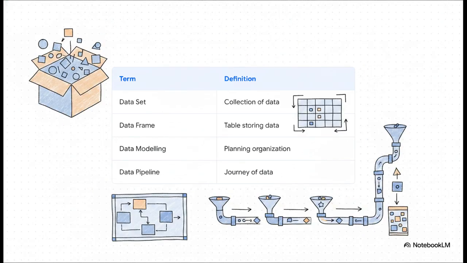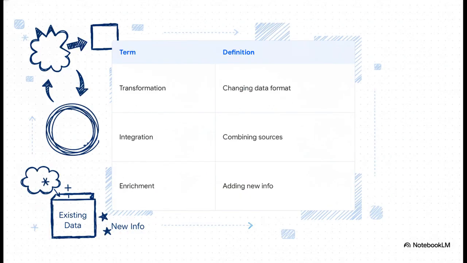Let's move along and see how this builds, looking at the tools we use to organize everything. A data set is just a collection of related data gathered for a specific purpose. When we're actually programming, we use a data frame, which is a table for storing data using rows and columns. But before building these, we need a blueprint, right? Data modeling is planning exactly how that data will be organized. And to keep it all flowing automatically, a data pipeline is the journey of the data from its source to its final destination.